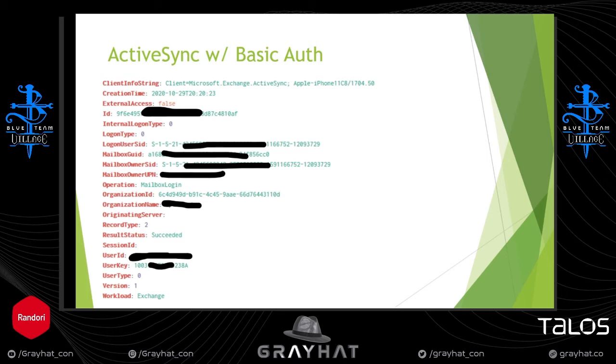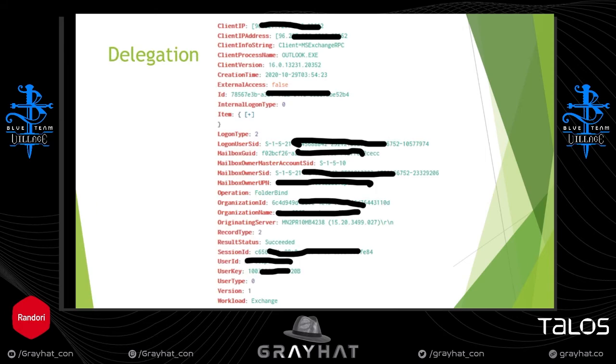So always keep in mind that your operations and workloads may change depending on what kind of log you're actually looking at. This is an example of mailbox delegation. So you'll see that, again, there's that client info string, client MS Exchange RPC. That's Outlook. The operation is actually folder bind. And what that is, my main account or user ID, which is towards the bottom, is actually looking at another account. And the actual account that it's looking at is the mailbox owner UPN.